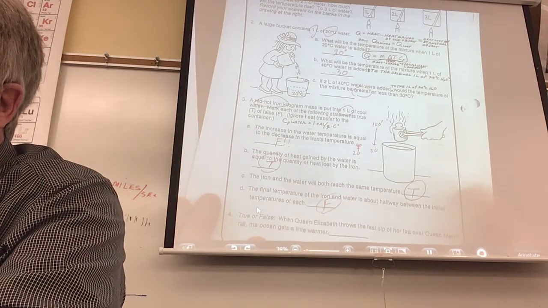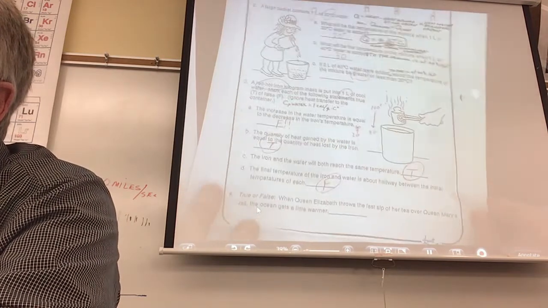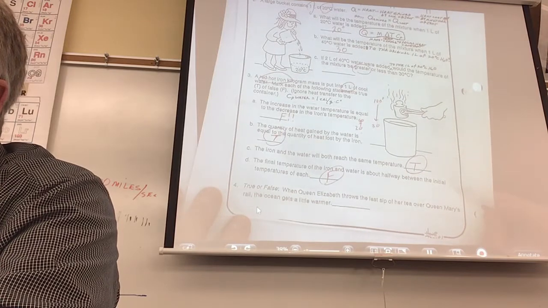And the last one, when Queen Elizabeth throws her last sip of tea over the Queen Mary's rail, the ocean will get a little warmer.